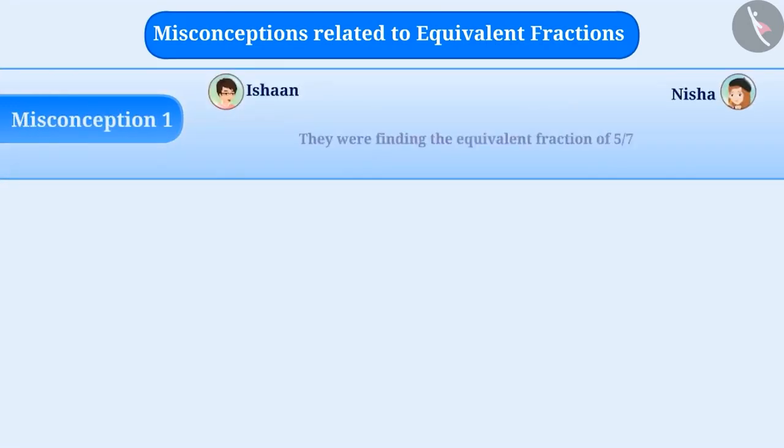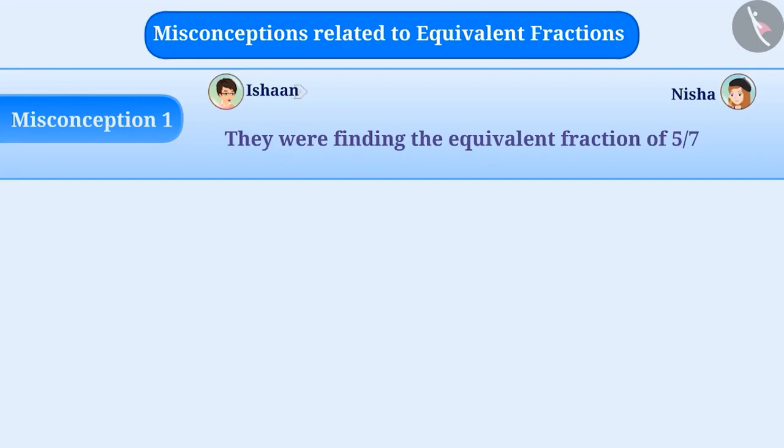Misconception 1. Ishan and Nisha were finding the equivalent fraction of 5 by 7. Ishan has written it as 6 by 8 and Nisha has written it as 10 by 14. Find out who wrote the correct equivalent fraction of 5 by 7.